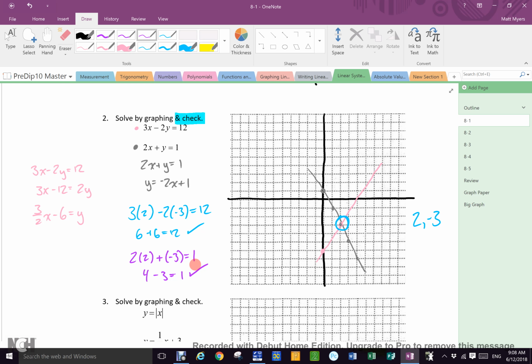Because as soon as you check it, if it doesn't work in both equations, is it the right answer? Yes. Some of you will hand it in that way. What if, when you graph it, it intersects at that one point, you automatically know it, and that's checked? No, because you guys graph poorly sometimes. That's why you check.